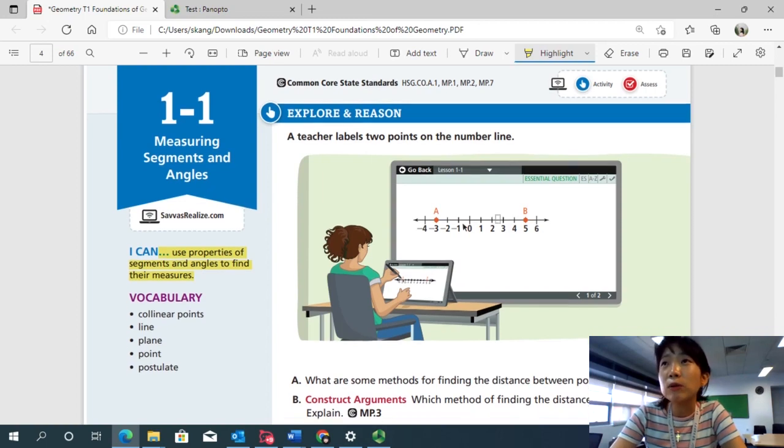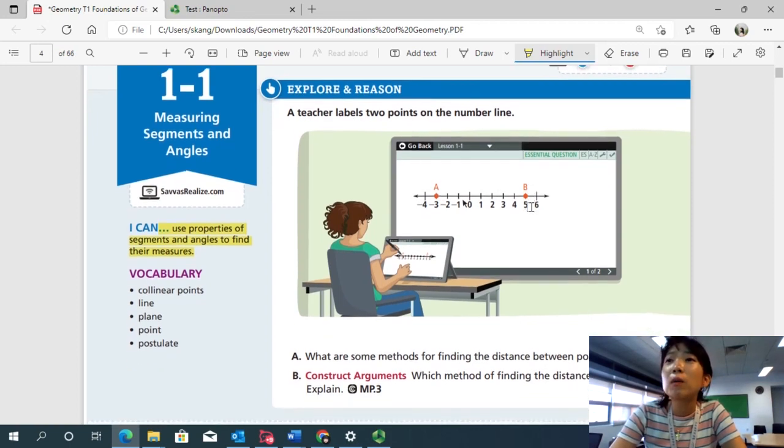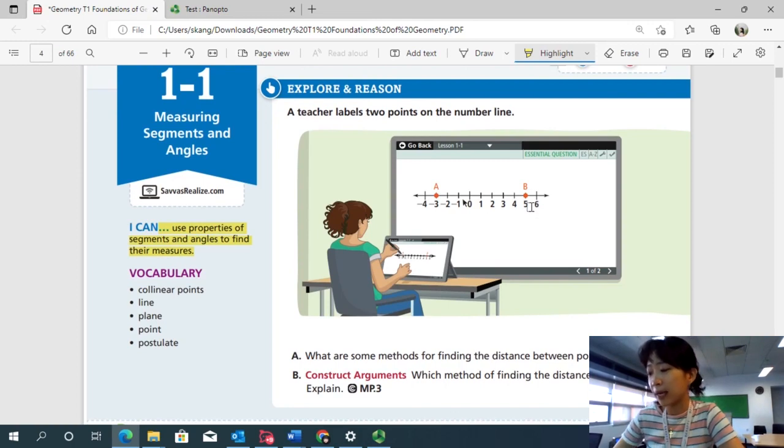A teacher labels 2 points on the number line, A and B. So what are some methods for finding the distance between points A and B? How would you find the distance between point A and B? If you look at the picture, what is the girl doing? She is pointing at point A. So what do you think she's about to do?